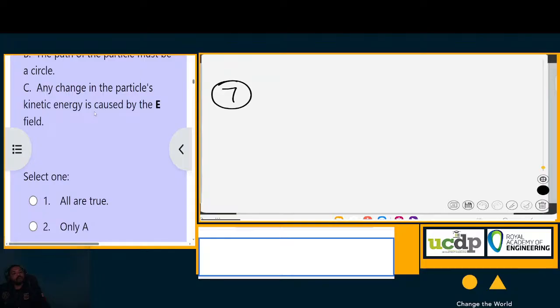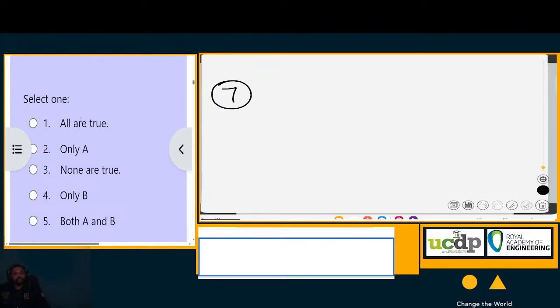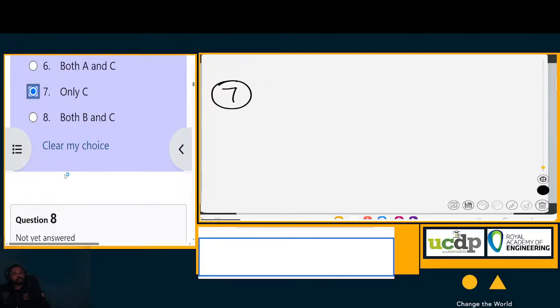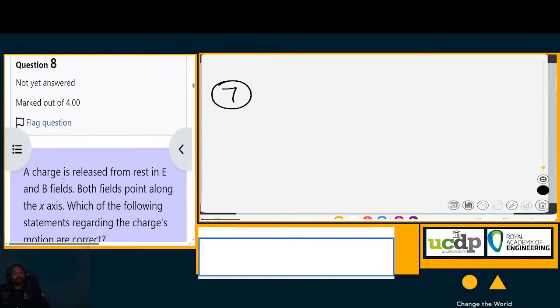C, any change in the particle's kinetic energy is caused by the electric field. That is true. A change in the particle's kinetic energy can only be caused by the electric field, because the magnetic field will make it move at constant velocity. And if it's at constant velocity, there would be no change in the kinetic energy. So any change in the kinetic energy would be due to the electric field. So C is true. Let's pick only C. Only C is true.